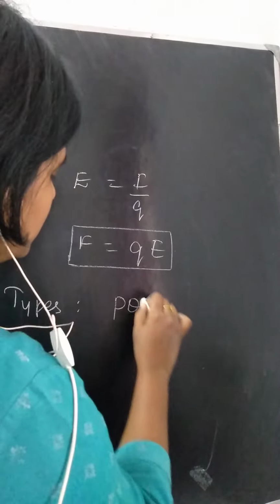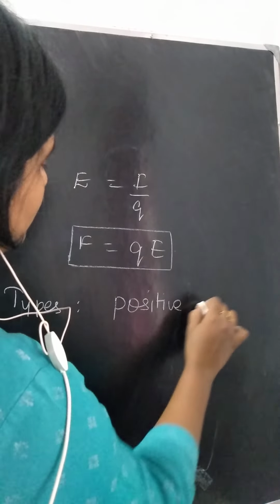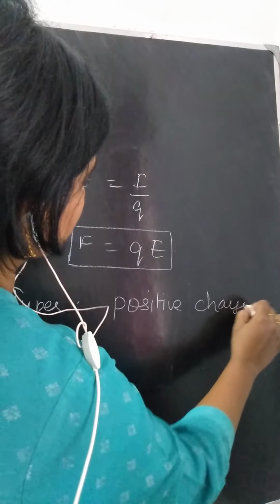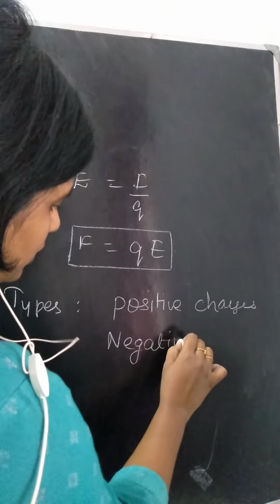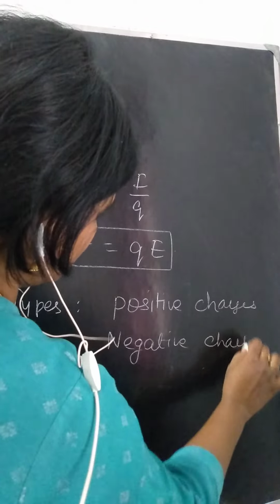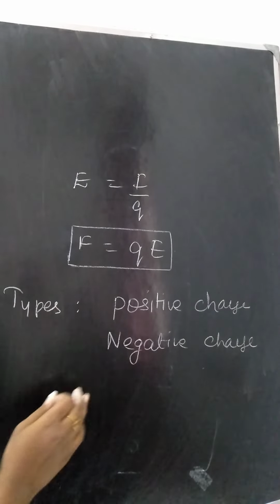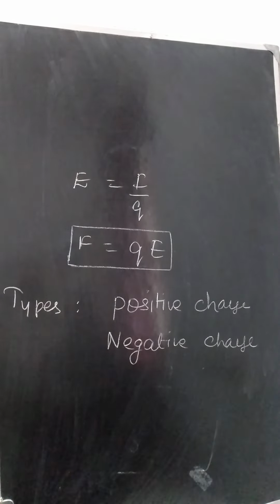Simple. Positive charge and negative charge. Don't forget that one. What are all the types of charges we are having? Positive charge and negative charge, right? So this electric field, how it exists for positive charge and negative charge.